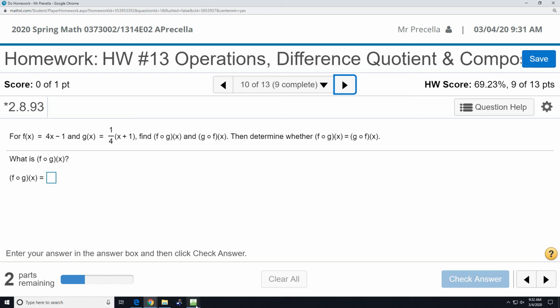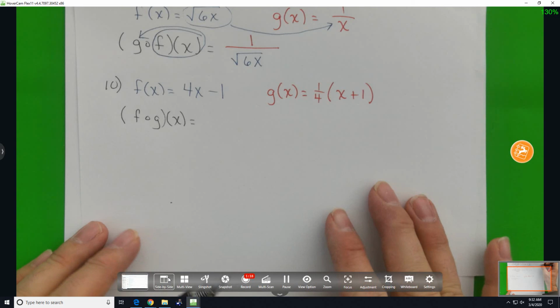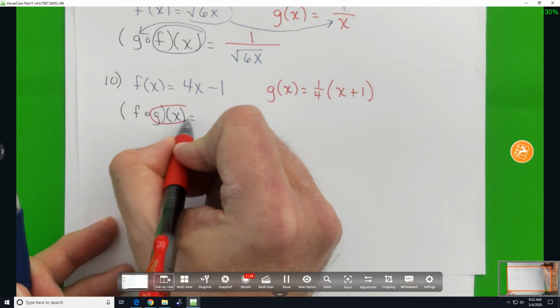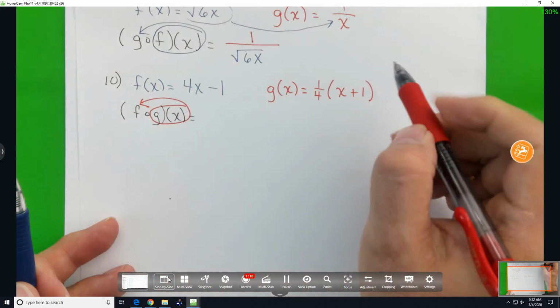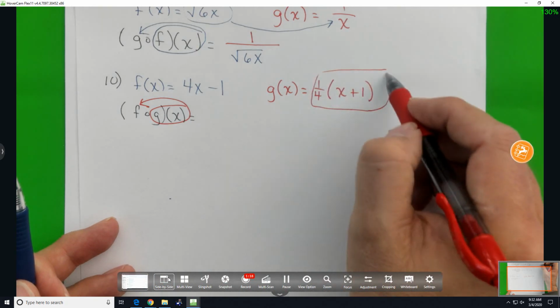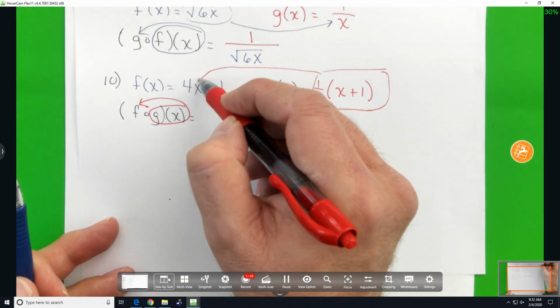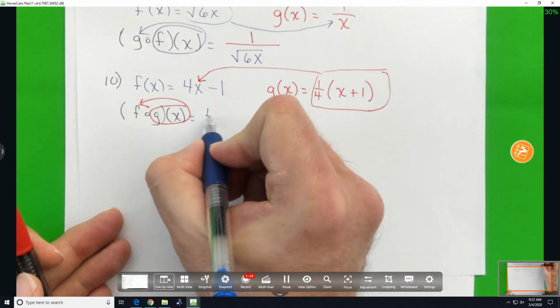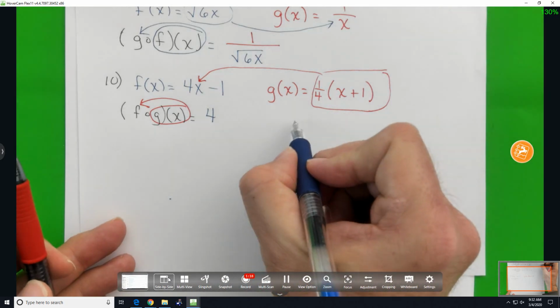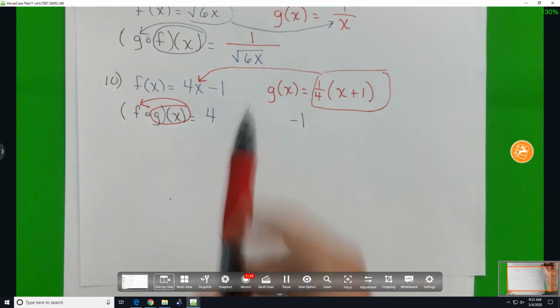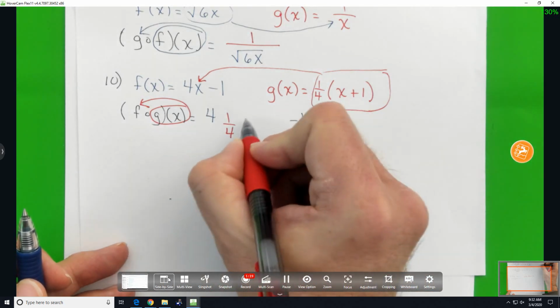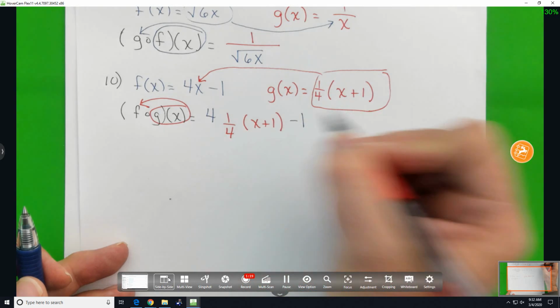Oh, let me switch over. Okay, so let's see. This means f of g of x. That means plug g of x into f of x. So I'm putting all of this in for that. Ooh, it's going to be sort of messy. In place of that blue x, I'm going to put, and I still have that blue minus 1, this red 1/4 and the red x plus 1.